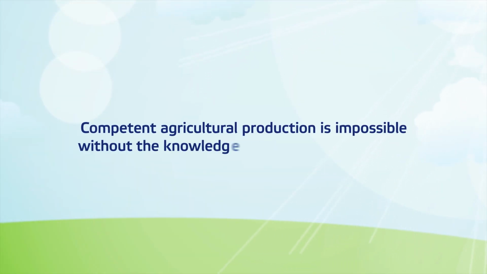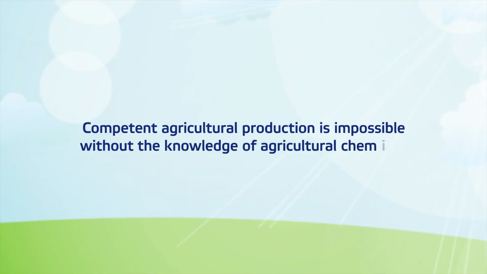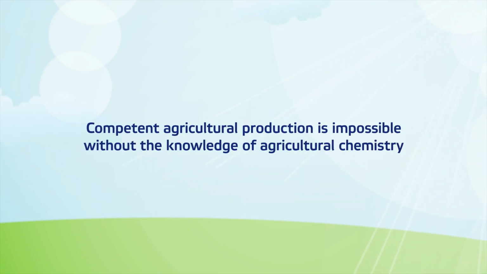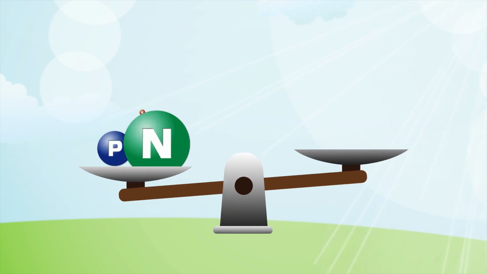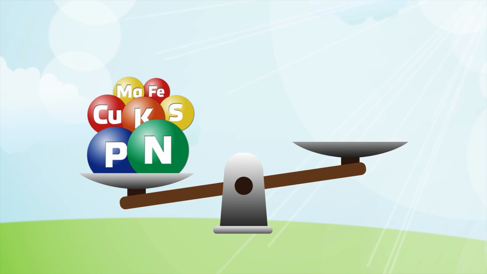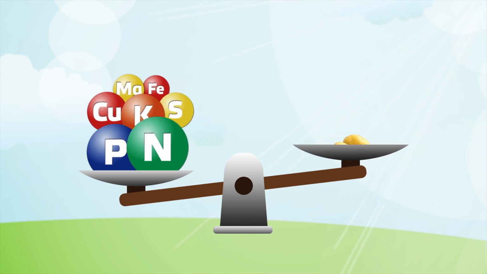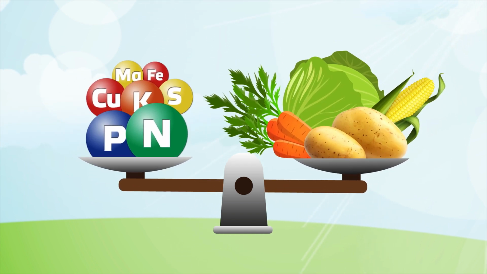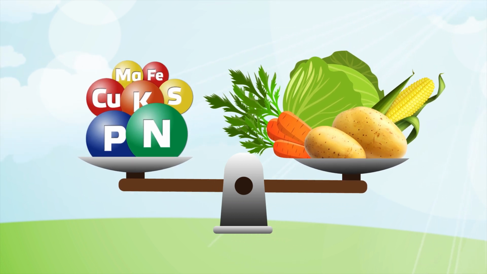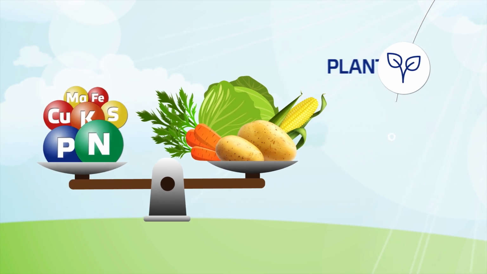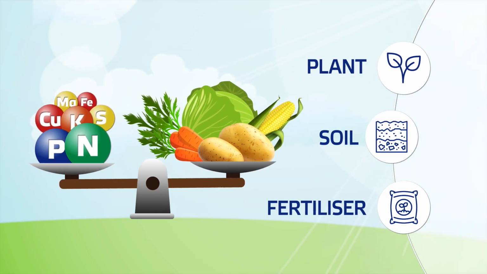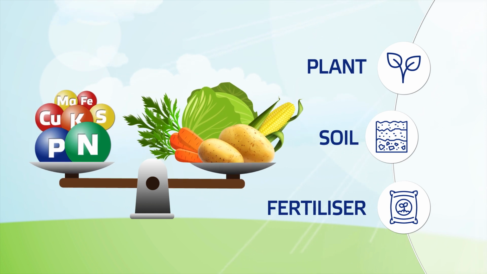Competent agricultural production is impossible without the knowledge of agriculture chemistry, especially amid intensification of the industry. Understanding the role of each element in plant nutrition, its behavior in soils and plants, makes it possible to control the productivity of agrocenosis and the quality of final products, as well as to restore soil fertility. This video will focus on the three key areas of agriculture chemistry: plants, soil, and fertilizer.